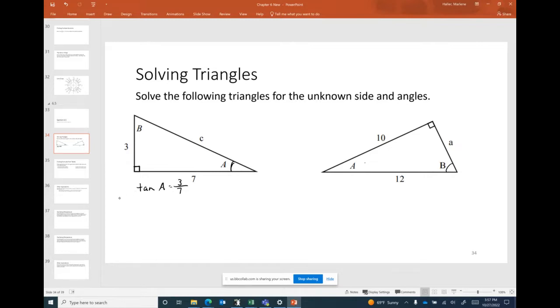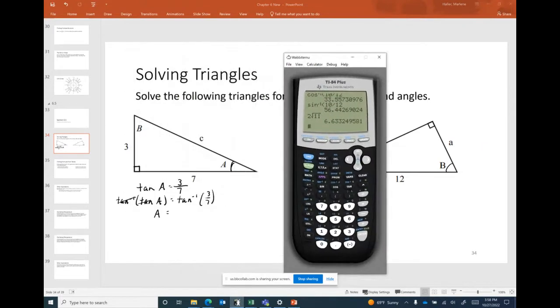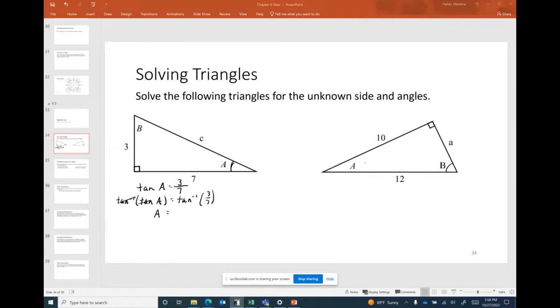By taking the inverse tangent of both sides, I can then find what angle A is equal to. So the inverse tangent of the tangent of A is equal to the inverse tangent of 3/7. Of course, the inverse tangent undoes the tangent, so A is simply equal to the inverse tangent of 3/7. Let's see what that is. Second tangent gives me my inverse tangent, and the argument is 3 divided by 7. That value is 23.2 degrees.